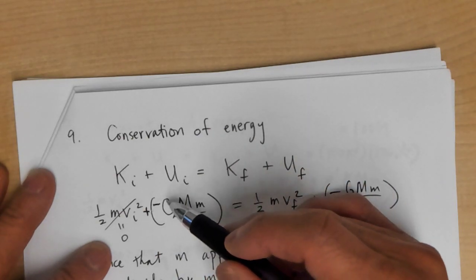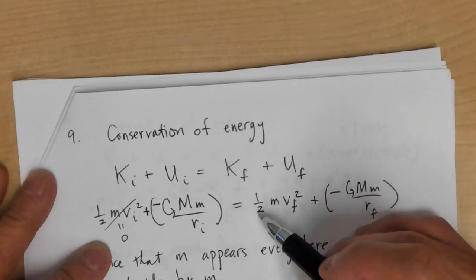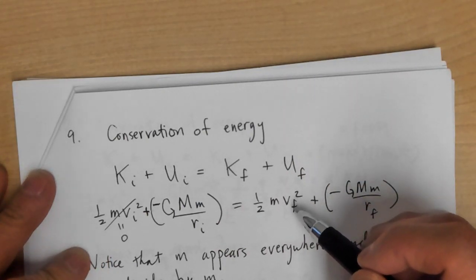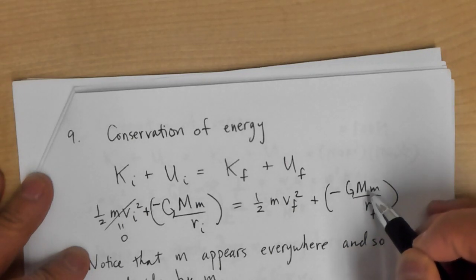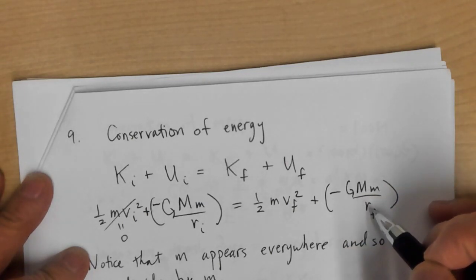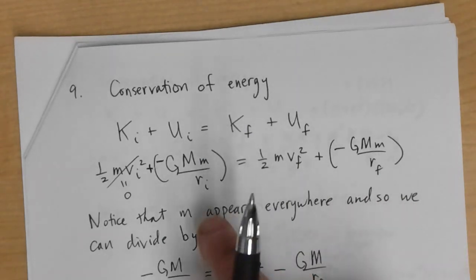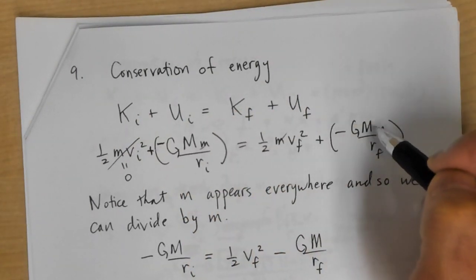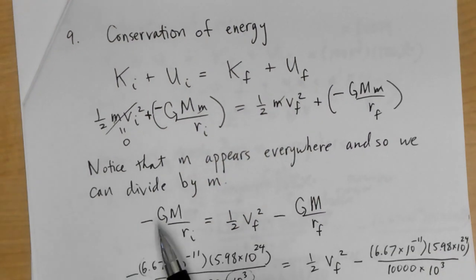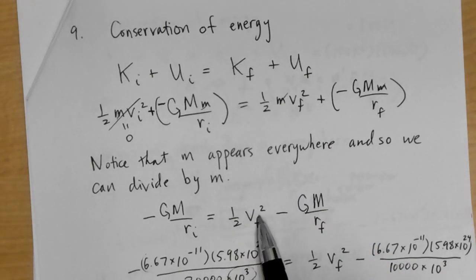Then the potential energy is minus capital G times capital M times small m, divided by the distance between them, R_i, initially. And then we have the final kinetic energy, which is 1/2 m v final squared. And the potential energy for the final case is minus capital G times capital M times small m, divided by the distance between them in the final case, R final. Notice that m appears everywhere, so we can just remove the small m. And so we have minus G times capital M divided by R_i is equal to 1/2 v final squared minus G capital M over R final.